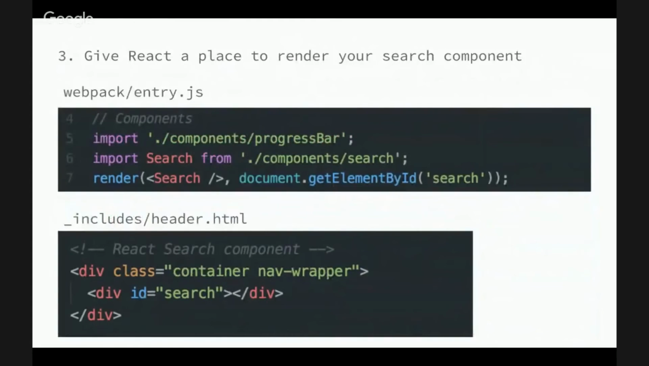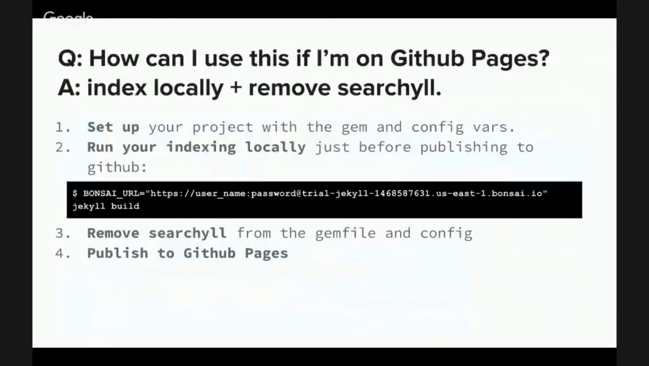And then I'm rendering it in my header. In my Webpack entry.js, I'm rendering search by getting a div with an ID of search. And then I'm using it in my header HTML. So in my header HTML, I have a div with ID of search that React knows where to render the component onto. So that's pretty much it.